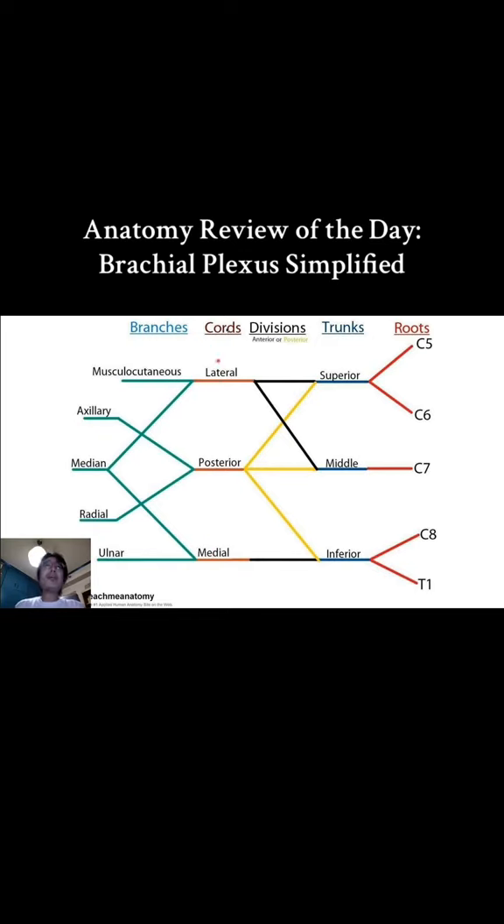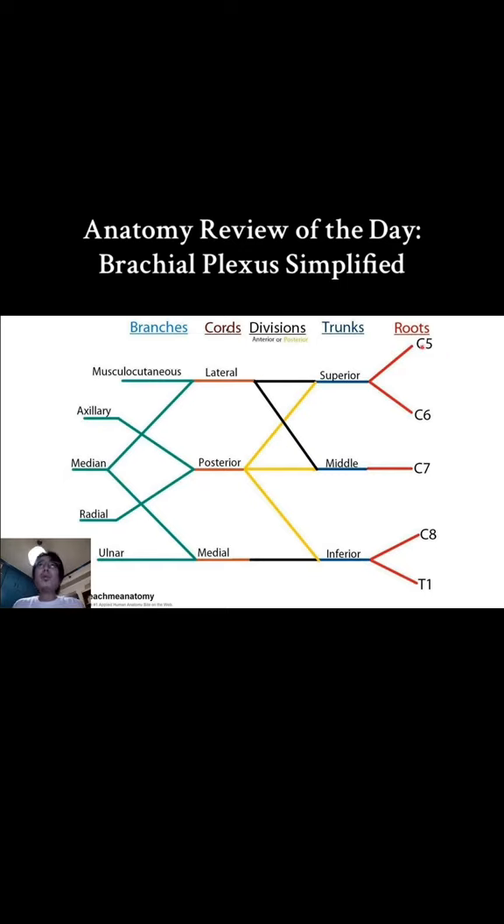Finally, each of these chords give off their terminal branches, which are as follows: the musculocutaneous nerve, the axillary nerve, the median nerve, the radial nerve, and finally, the ulnar nerve, the different branches of the chords of the brachial plexus.